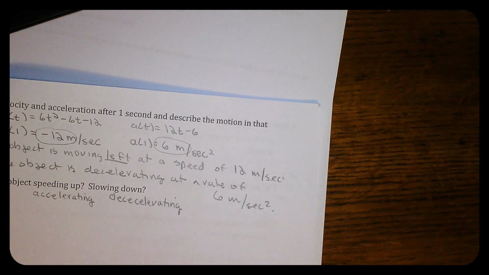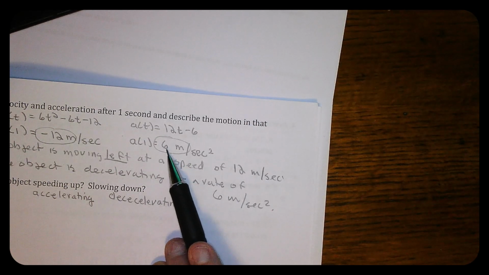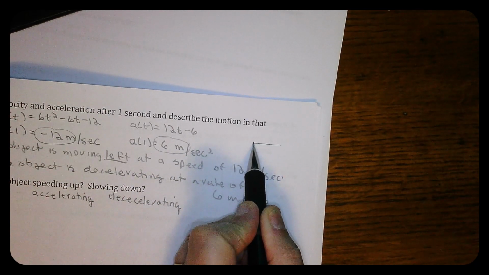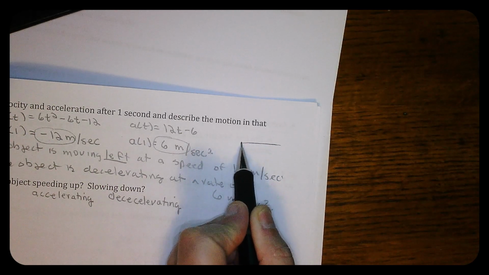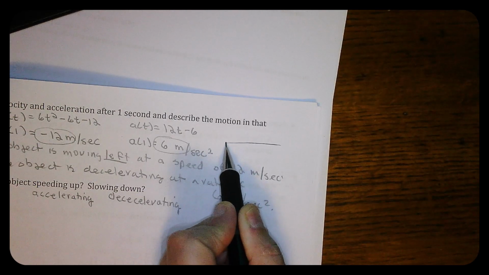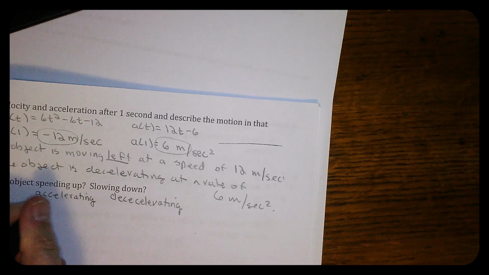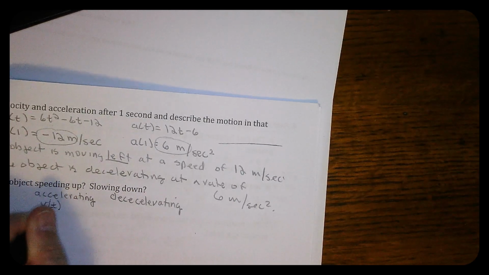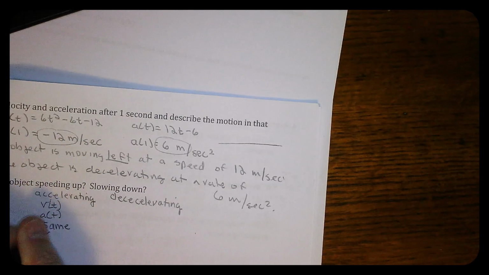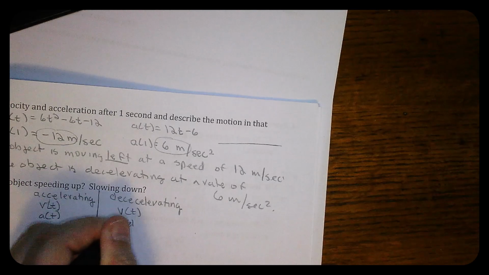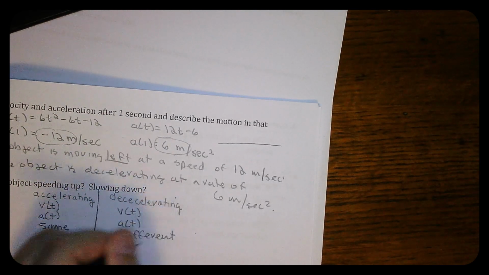And that's why I had to tell you about concavity, because it messes people up. This positive doesn't tell you acceleration, it tells you about concavity. All right, so what's happening is this object is moving left at a velocity of negative 12, or a speed of 12 meters per second, but it's decelerating, slowing down. All right, so that's this question. Is the object speeding up or is it slowing down? Okay, so if V of t and A of t have the same sign, then it's accelerating. And if V of t and A of t have different signs, then it's decelerating.